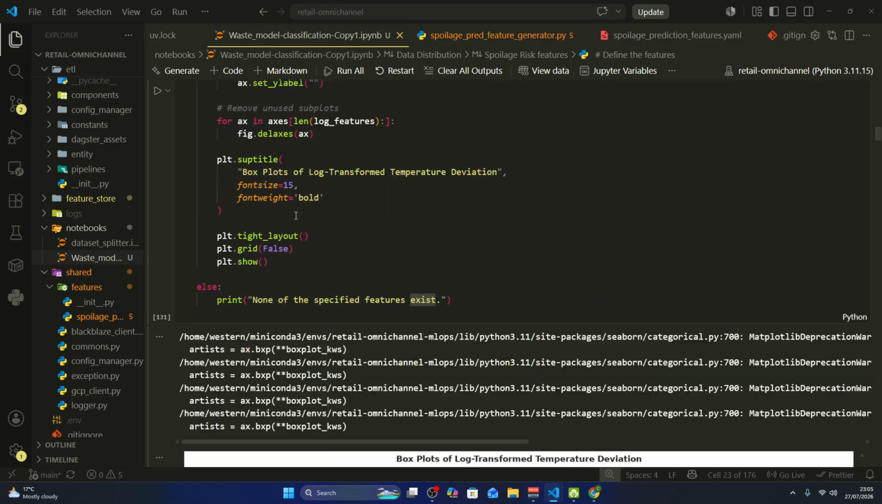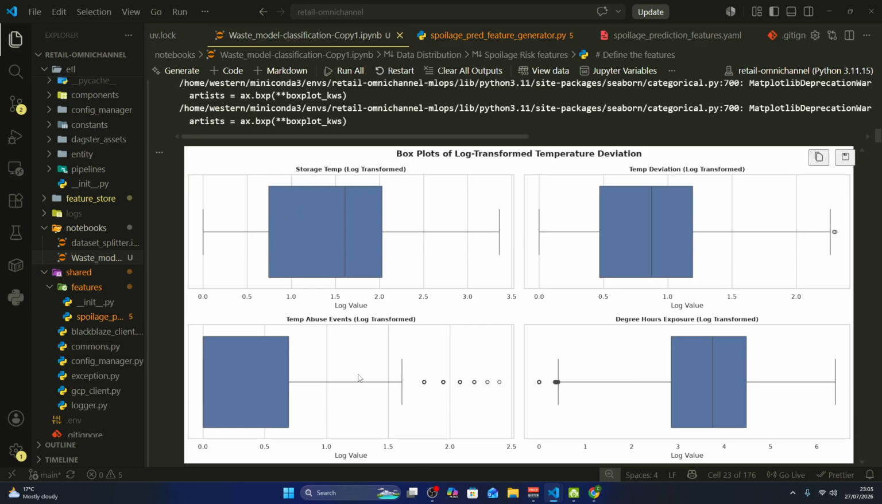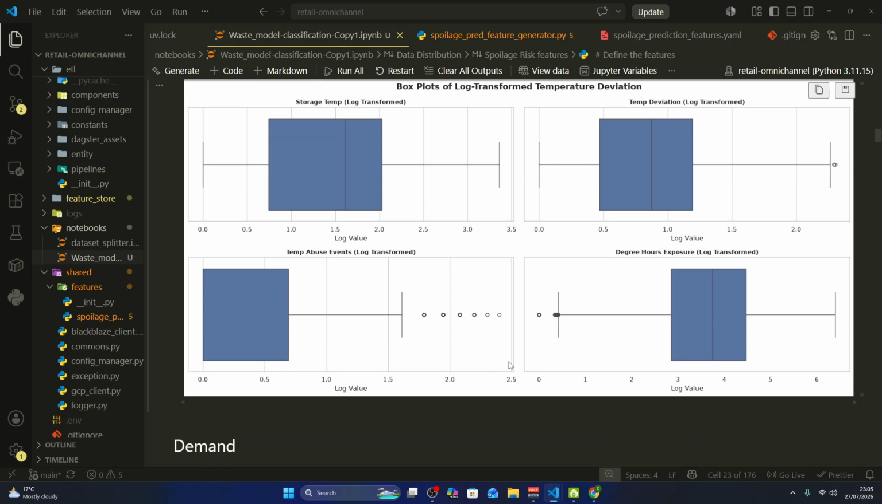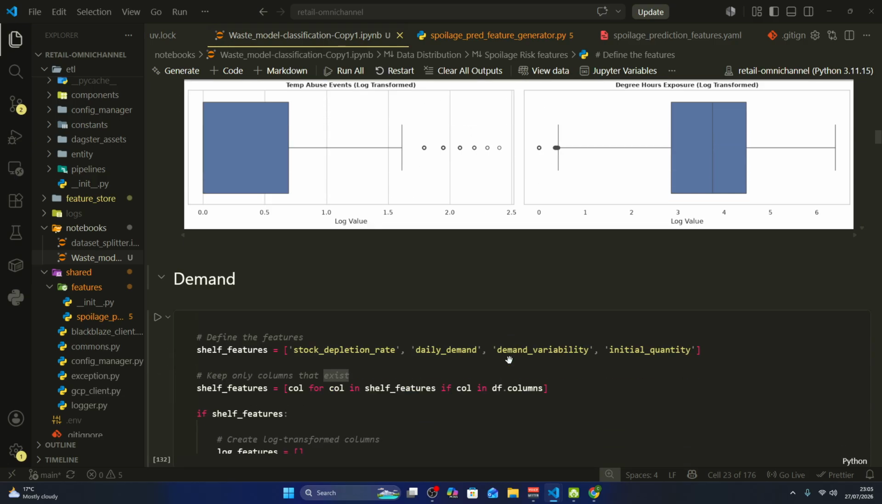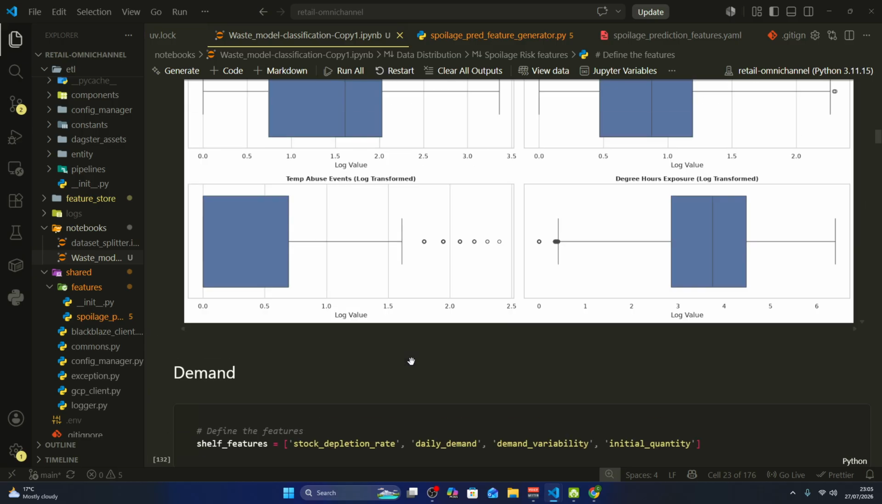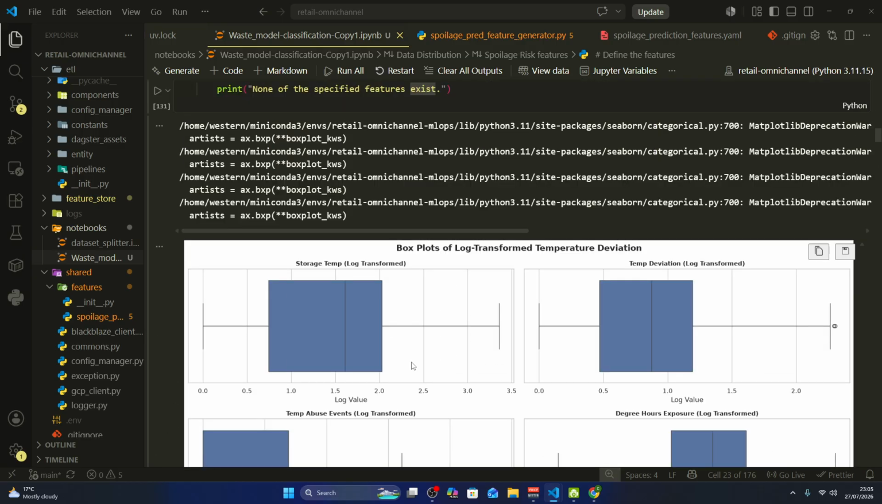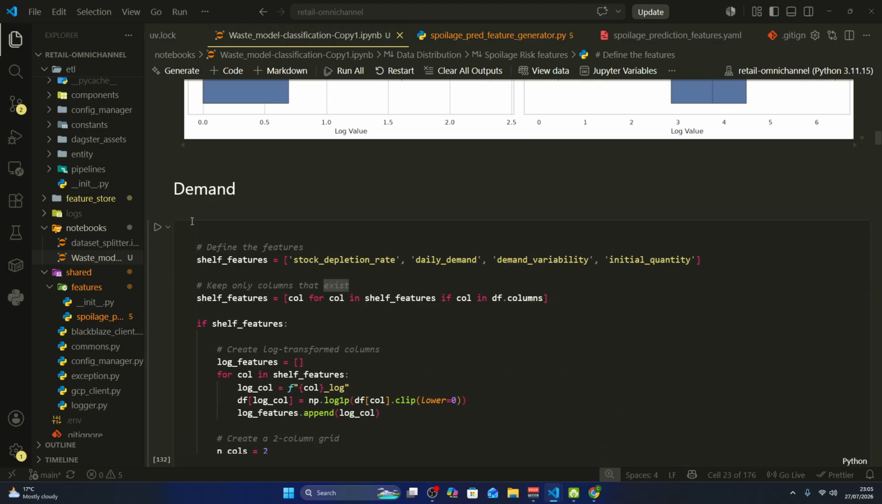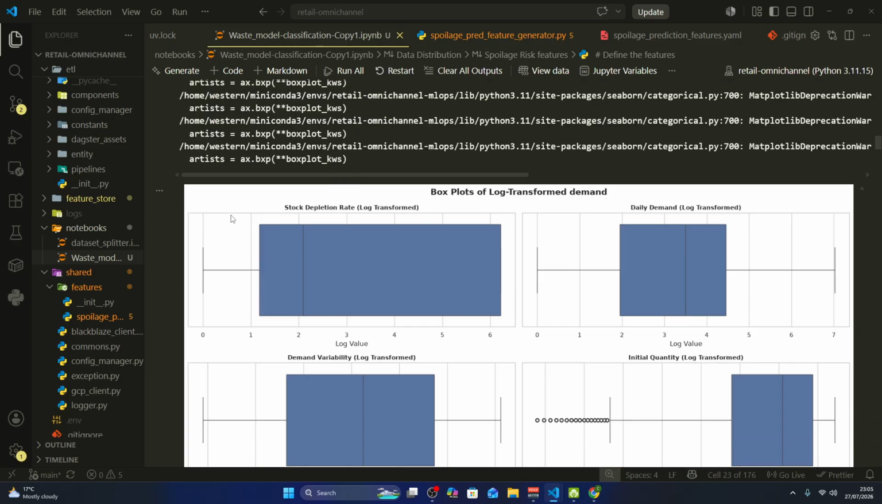Temperature and its variations. Again, you can see storage temperature deviation, other deviations, degree-hour exposure. Again, I was using the log transformation because of the distribution of that data. They were highly skewed, so log transformation can try to compress that into a normal distribution so that we're able to infer from it. This analysis is about demand.